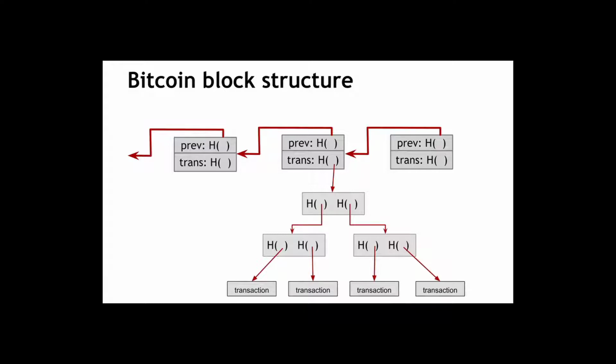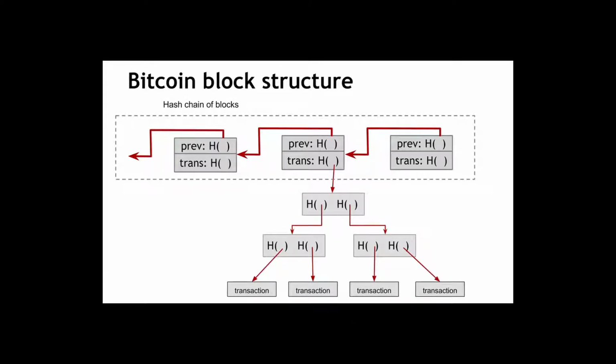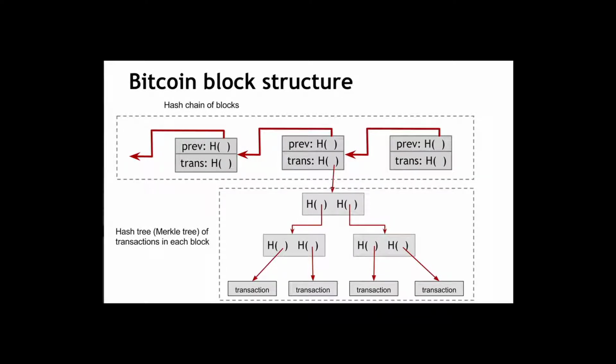It's a pretty clever combination of 2 different hash-based data structures. So on the top here, we have a hash chain of blocks. Each one has a block header and then a pointer to some transaction data, as well as a pointer to the previous block in the sequence. And remember, these are hash pointers. And then we have a tree of all of the transactions that are included in each block.